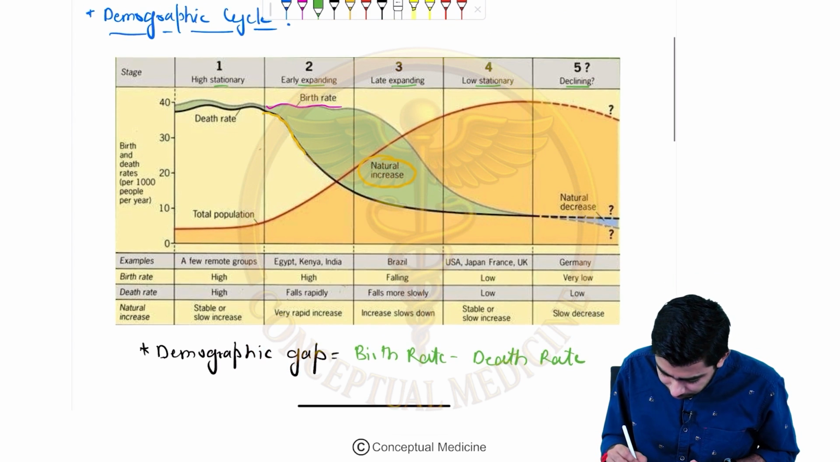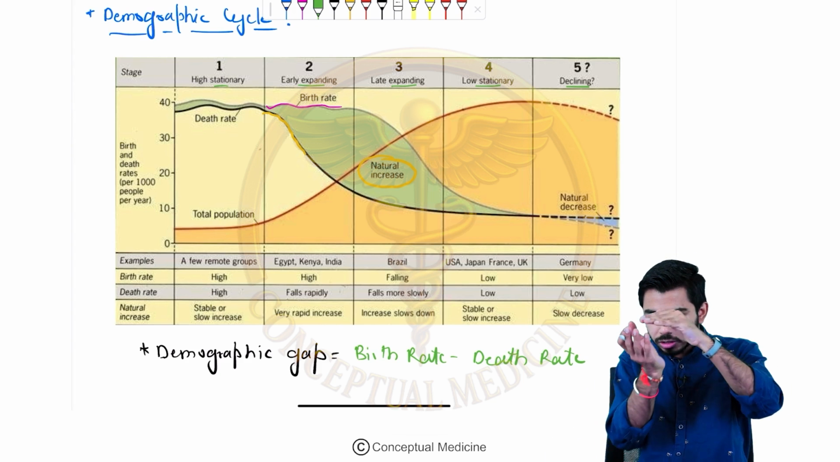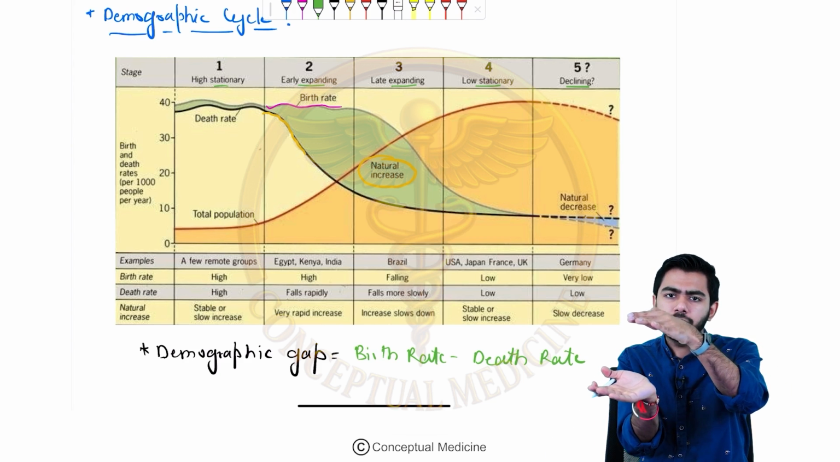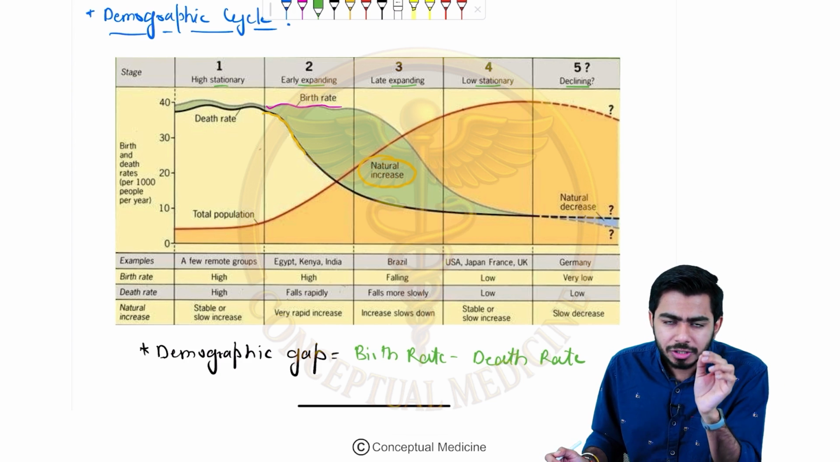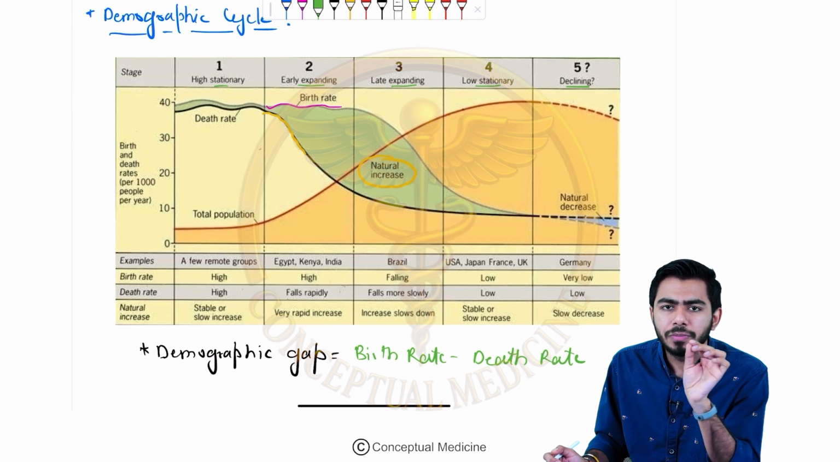Over here we are seeing that stage 2 is called the early expanding stage, because here the population starts to expand. At which stage of the demographic cycle will the demographic gap be found maximum?